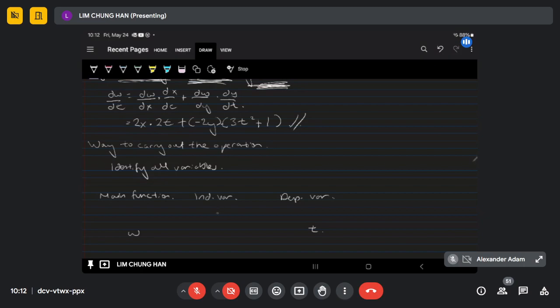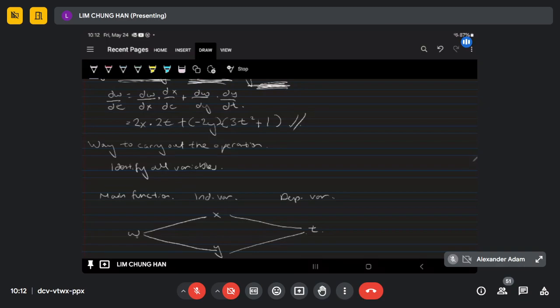Yeah. So the independent variables are two, x and y. It helps you understand exactly what the process involved is if you draw the tree. Basically, you have to link the main function with the two independent variables and also the dependent variable. You have to link all together.